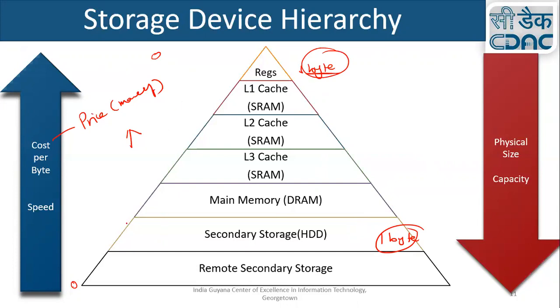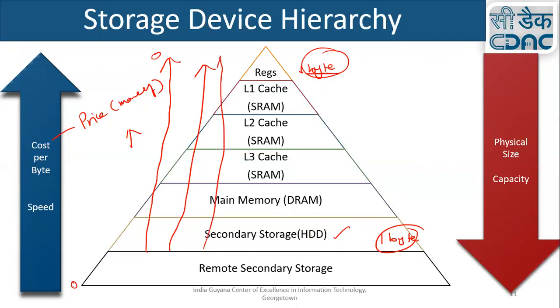Price is higher as you move up. Speed is also high as you move up; a register is much faster in comparison to your hard disk. But the size is decreasing as you move up, and as you go down, size is increasing. And this size means both physical size as well as your capacity to store things.